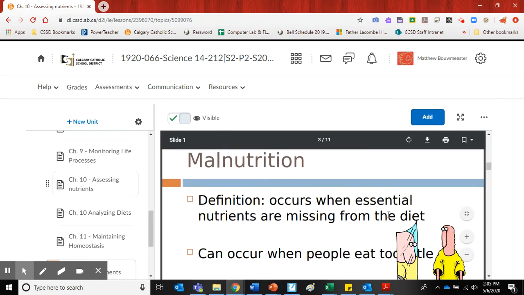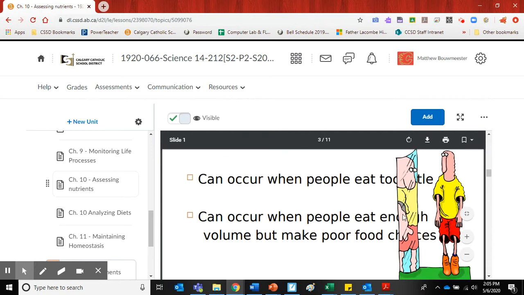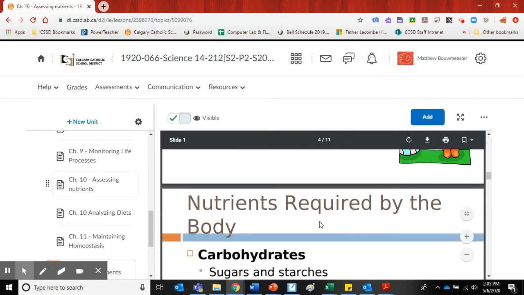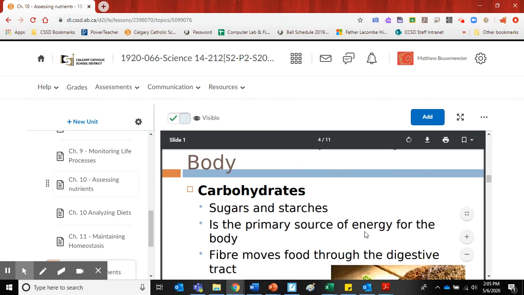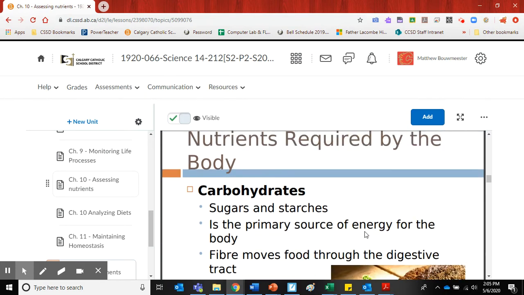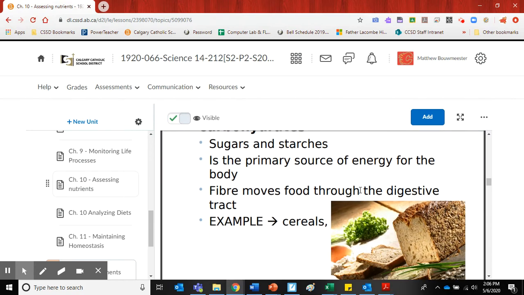Next one, malnutrition. What is the missing? What are the details around that? And then you can see nutrients required by the body. And I'm going to talk about all the main points, all the details that you need for your body's nutrition. And so we need to be focusing on things like carbohydrates, or just carbs as people call them. What are they? We have to know that carbs are simply these sugars or starches, and that's our primary energy source.